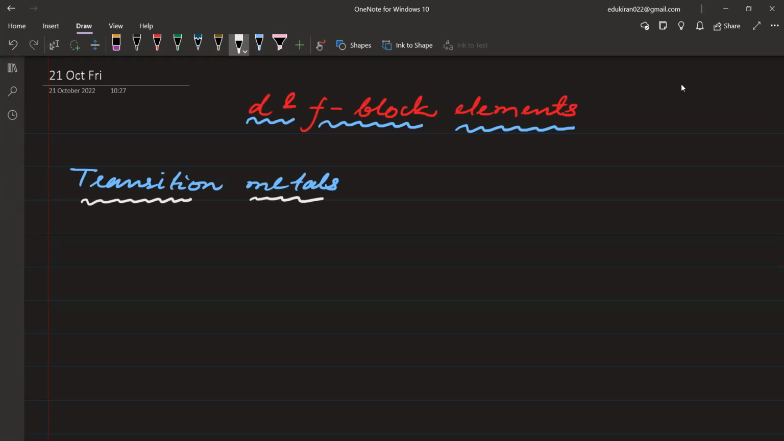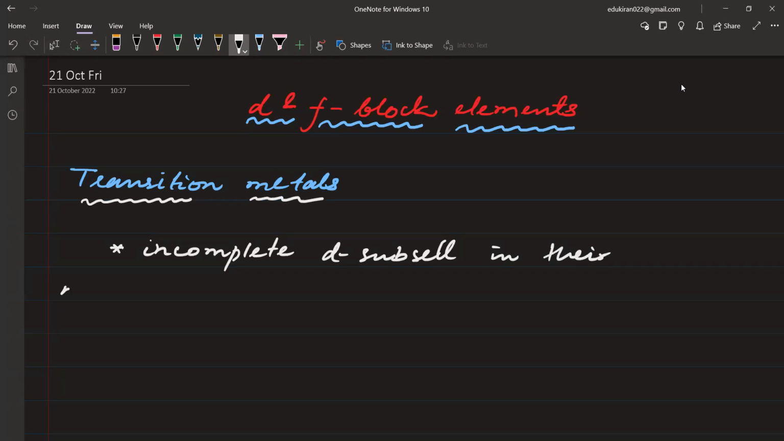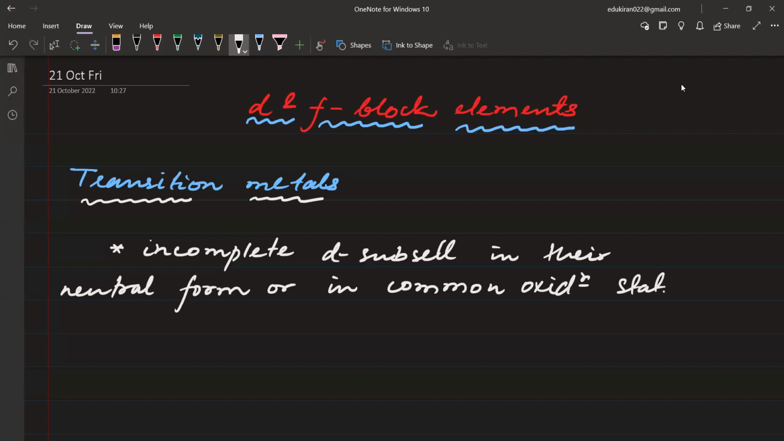This is for everyone. Those who want to write, they can write, but I will not be waiting for anyone. See, transition metals. What are transition metals? They will have incomplete D subshells in their neutral form or in their common oxidation state, that is in ionic form.